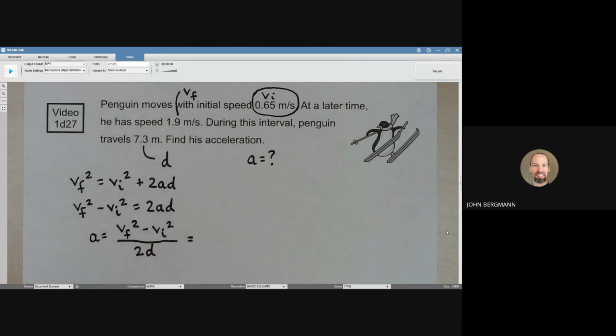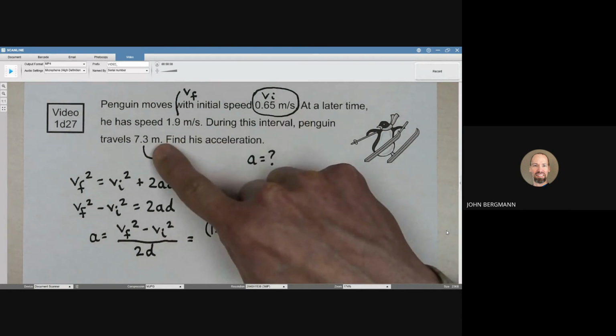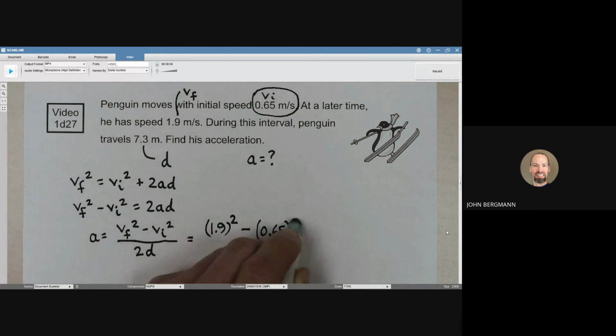So let's put the numbers in here. V final is 1.9. We checked the units when we started out. We saw meters per second, we saw meters, and that's perfect. And because of that, I'm going to be a little bit lazy and I'm not going to write the units in on this work here because we checked them to begin with. And we want to make sure we put them on our answer, but I'm not going to put them into my work here. If you want to, go right ahead.